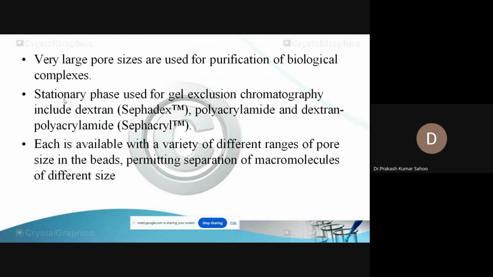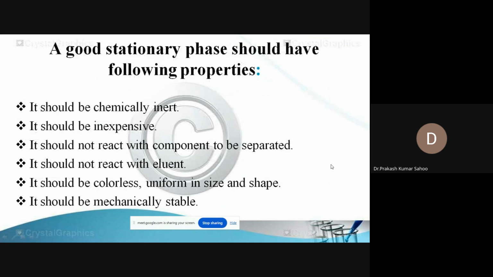And commercially in the market, we have many stationary phases for size exclusion or gel exclusion chromatography. These include dextran, whose commercial name is Sephadex, or polyacrylamide, or dextran polyacrylamide, that is Sephacryl. Each of these is a trademark, and each is available with a variety of different ranges of pore sizes in the bead, permitting separation of macromolecules of different sizes.